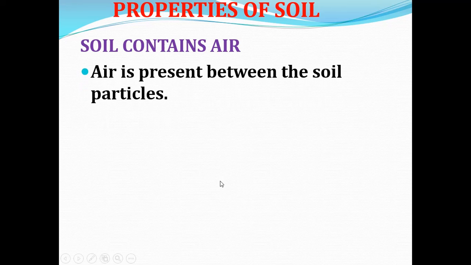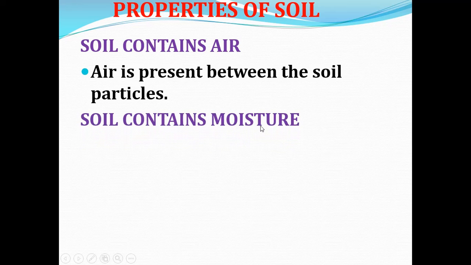Now let us see about the properties of soil. Soil properties mainly depend on the size of its particles. So we can see now the properties of soil. First one is soil contains air. Air is present between the soil particles. As I have already told, the properties of soil mainly depend on the soil particles. So soil contains air, present between the soil particles.